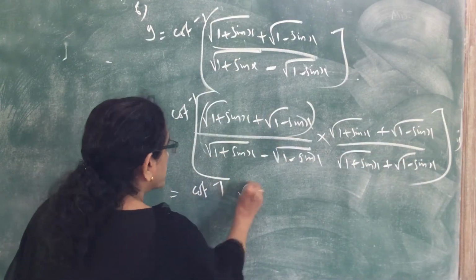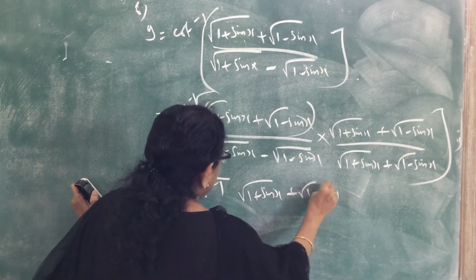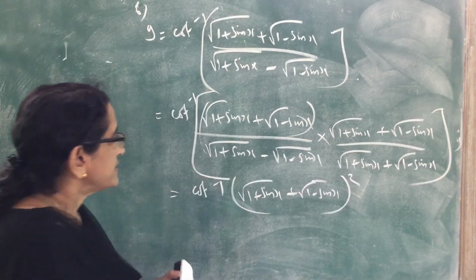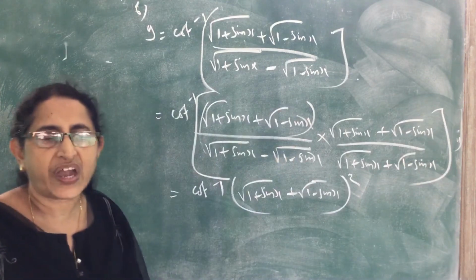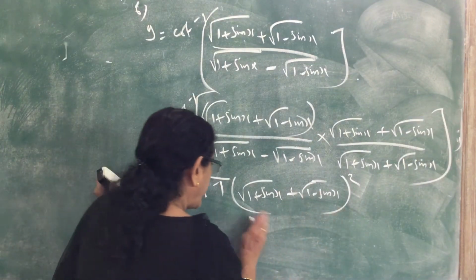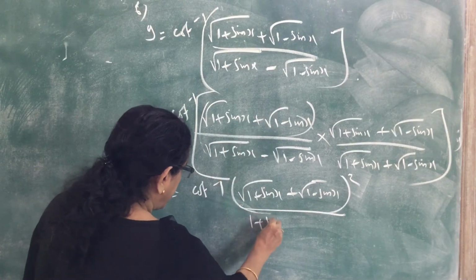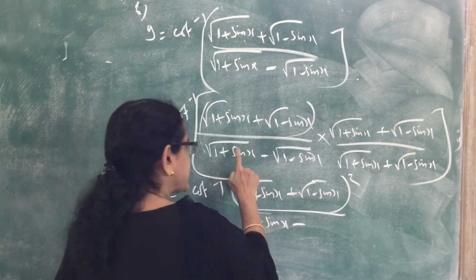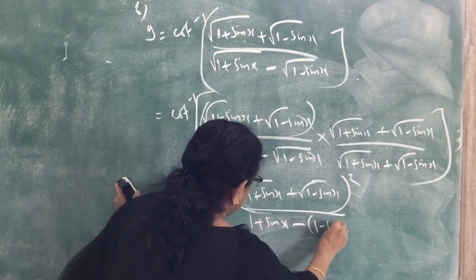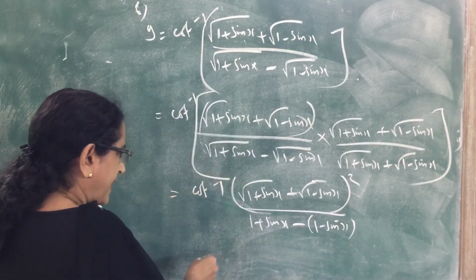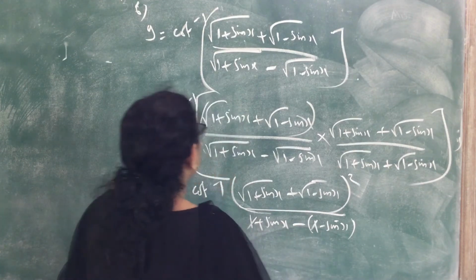That is same as root of 1 plus sin x plus root of 1 minus sin x whole square in the numerator. See the denominator: a minus b into a plus b, that is a square minus b square. What is a square? Root of 1 plus sin x squared, that is 1 plus sin x, minus b square, that is 1 minus sin x. So 1 minus 1 will be cancelled, sin x plus sin x, 2 sin x.